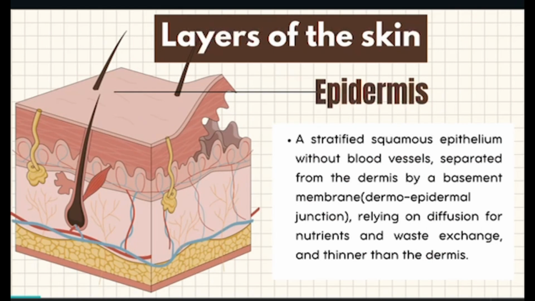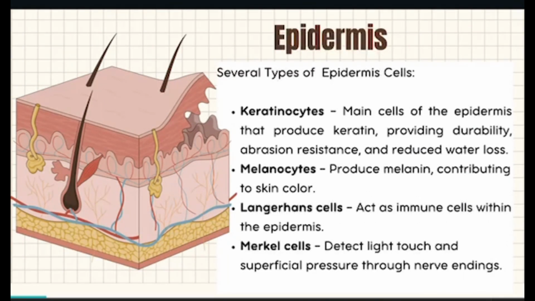What is the epidermis? The epidermis is the outer layer of our skin. It is made of many layers of flat cells and has no blood vessels. That means it gets nutrients and removes waste on its own. The epidermis has several types of cells.